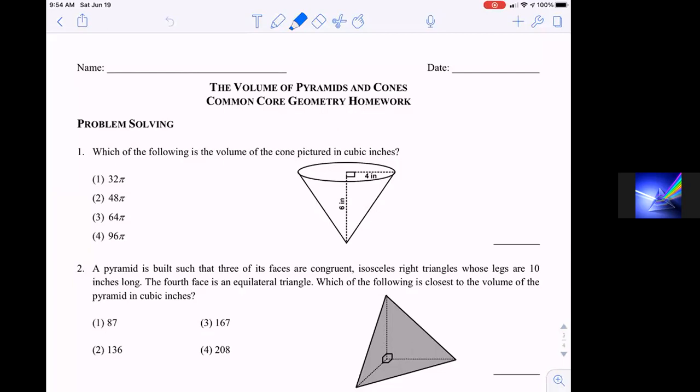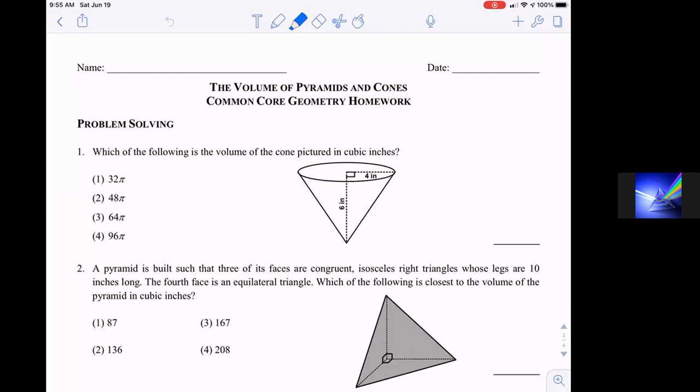Hello and welcome. In this video tutorial, we're going to look at the homework for Unit 8, Lesson 5 on the volume of pyramids and cones. Please remember to pause or rewind the video as necessary.